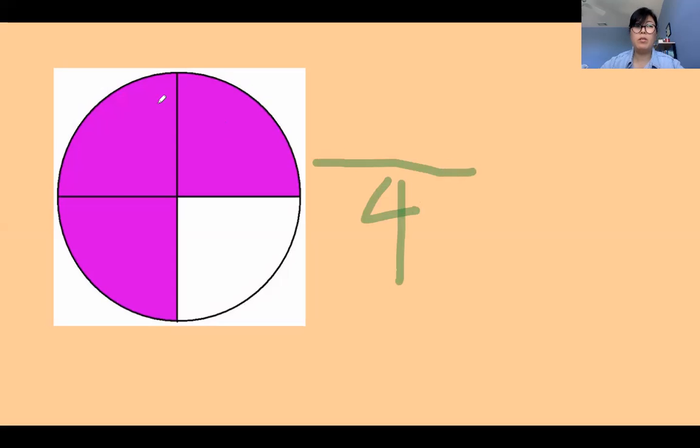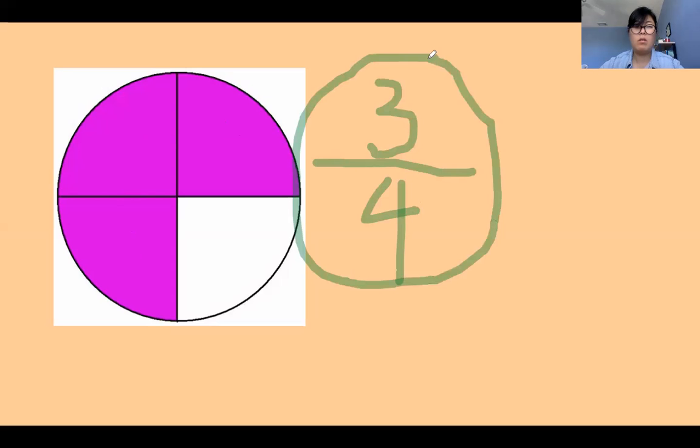How many parts are shaded? In purple, 1, 2, 3. This picture represents 3/4. 3 out of 4 equal parts are shaded.